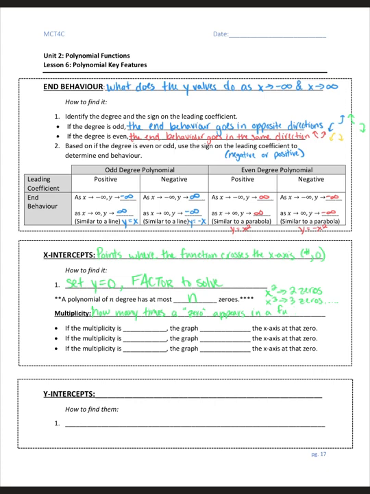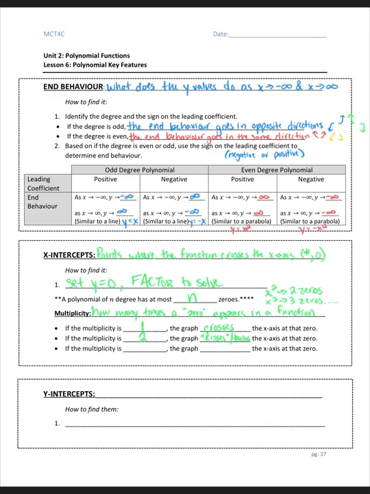So we'll look at an example of what I mean in a second, but let's just talk about the different multiplicity options. So if the multiplicity is 1, the graph is going to cross the x-axis at that 0. If the multiplicity is 2, the graph kisses or just touches the x-axis at that 0.